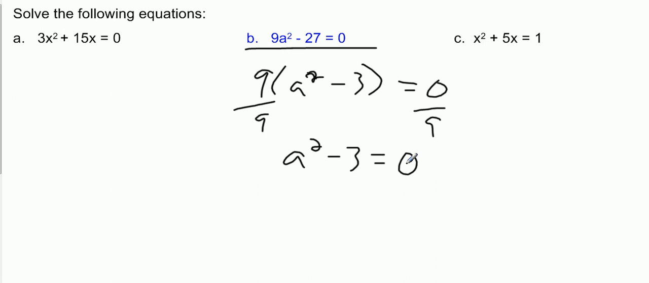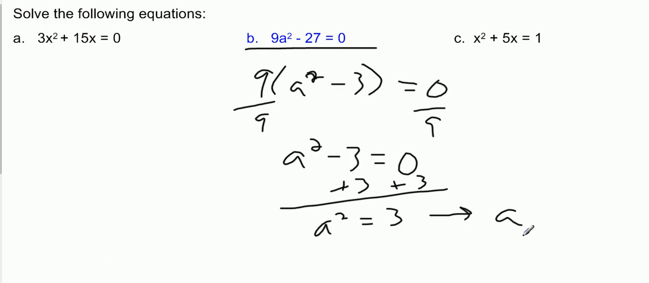Or what you could do is add the 3 to both sides and get that a squared equals 3. And this is the square root method. If something squared equals a number, then the thing being squared is plus or minus the square root of that number. So that tells us that a is going to be plus or minus the square root of 3. Now plus or minus the square root of 3, just to remind you, there are 2 answers. Positive the square root of 3, comma, minus square root of 3.